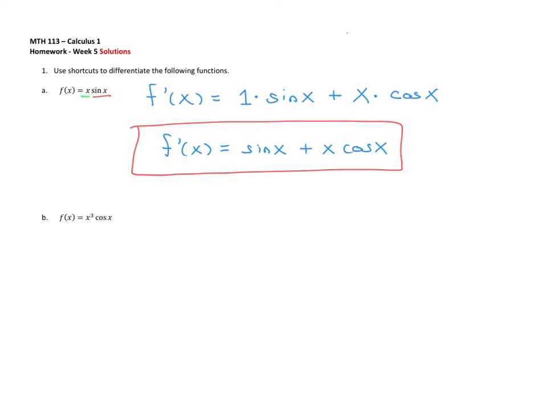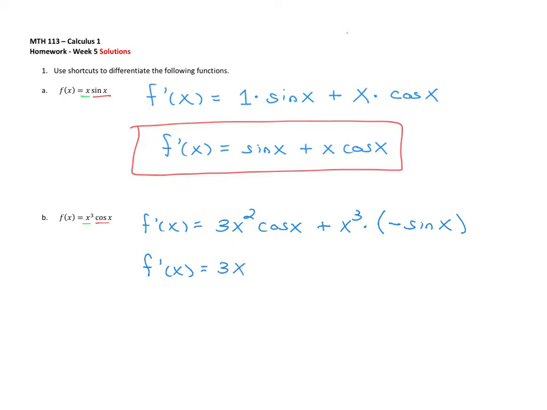The function in B is again a product of two functions. So here, f prime of x is equal to the derivative of the first times the second plus the first times the derivative of the second. And the derivative of cosine of x is negative sine x. That's a fine answer, but I think I'll just simplify it a little bit.